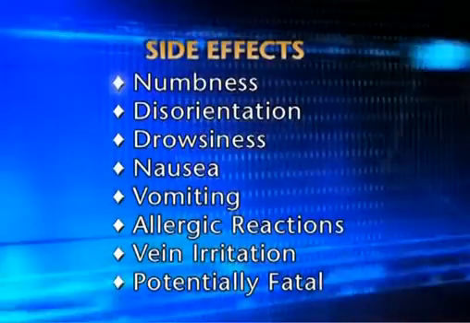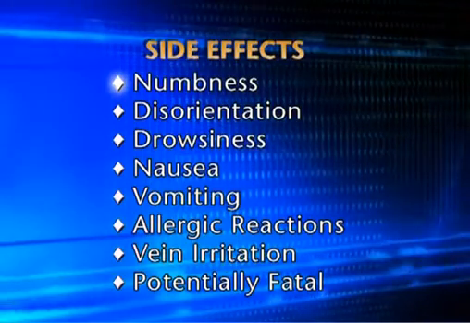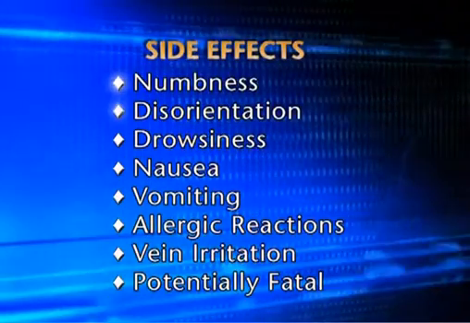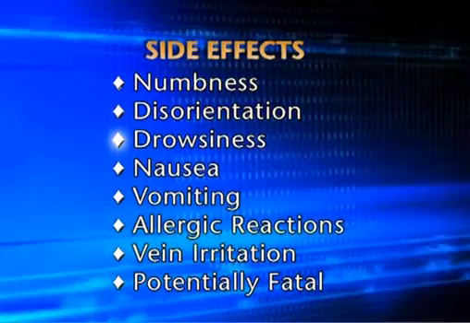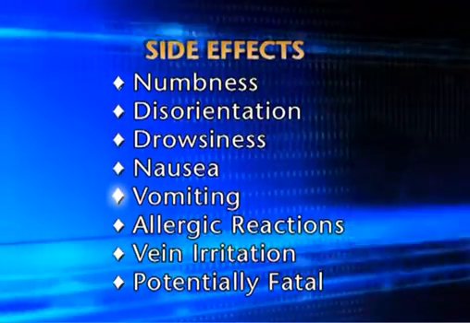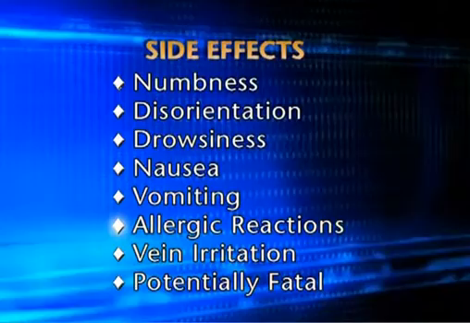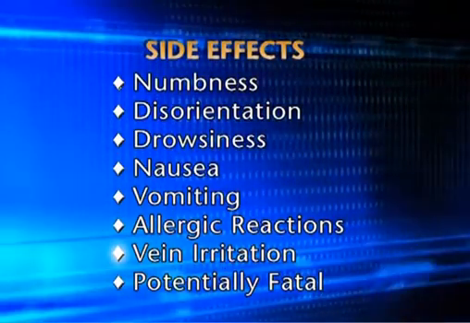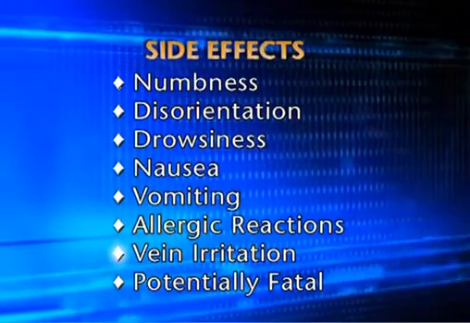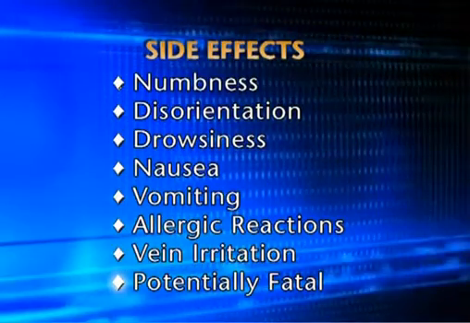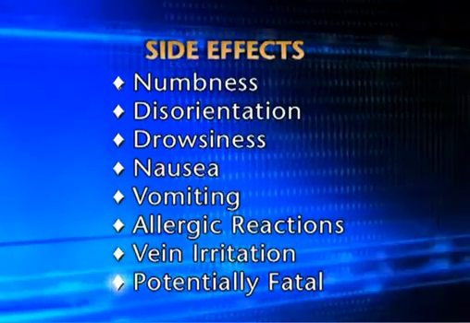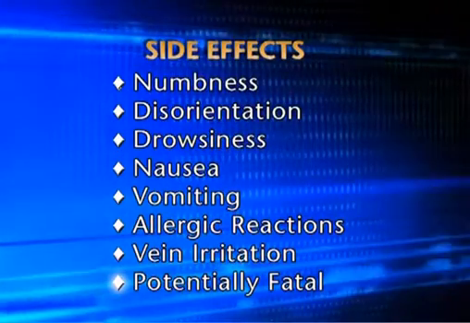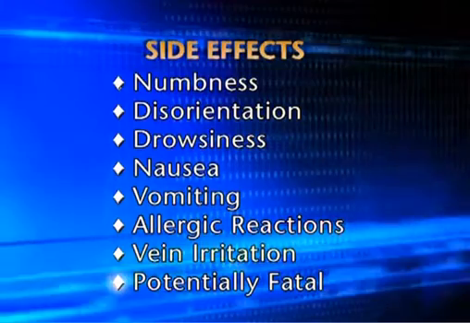The usual side effect of local anesthesia is a few hours of numbness following surgery. Side effects of light sedation and general anesthesia can include disorientation, prolonged drowsiness, nausea, vomiting, and in a small percentage of cases, allergic reactions to the medications and irritation of the vein where the IV has been placed, called phlebitis. And as with any general anesthetic, whether performed in a hospital or an outpatient setting, it may be potentially fatal.